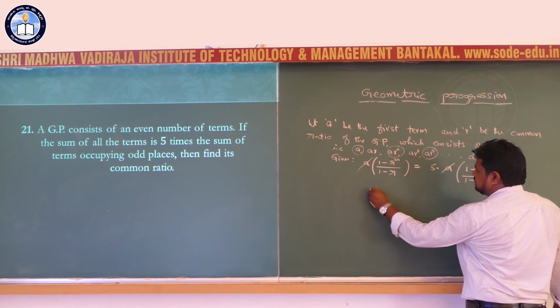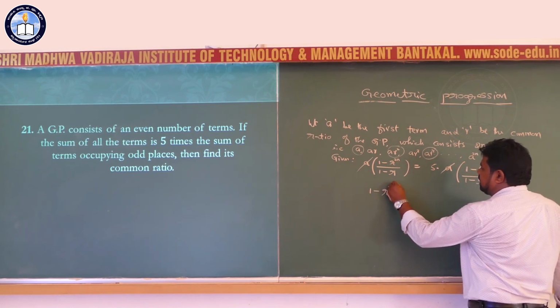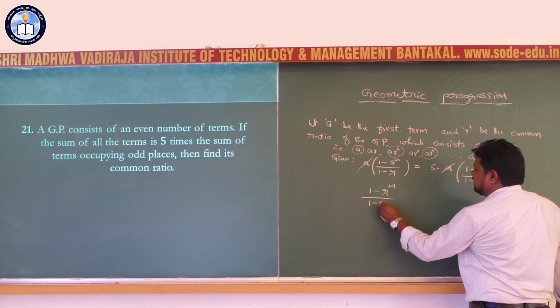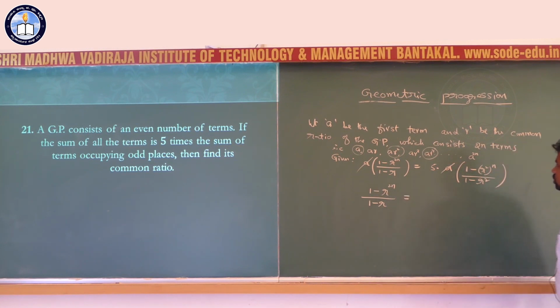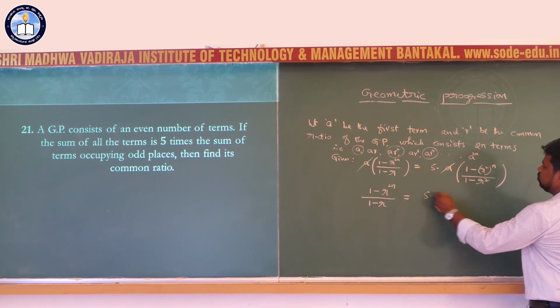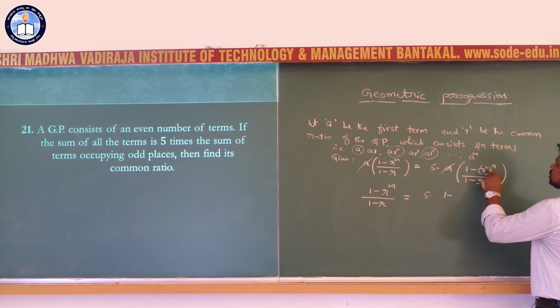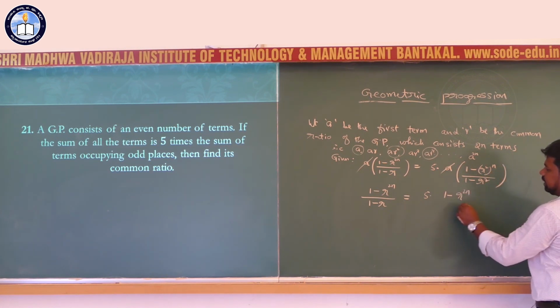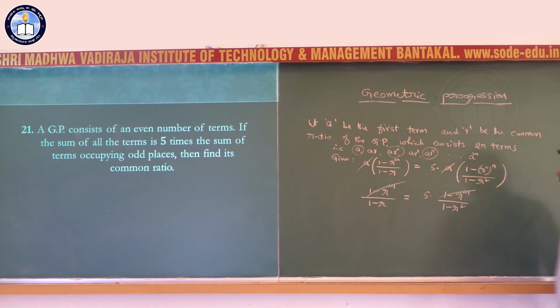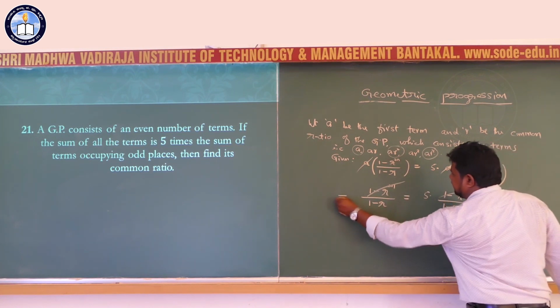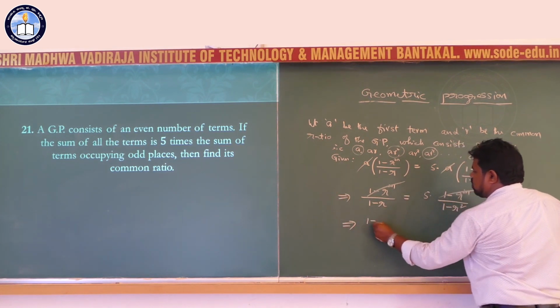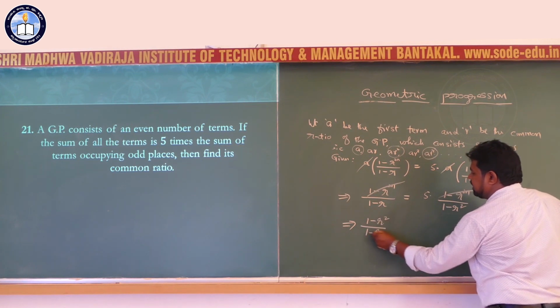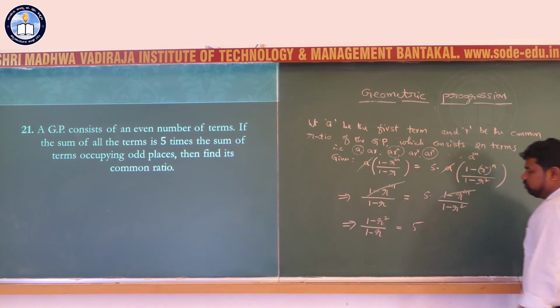1 minus r power 2n divided by 1 minus r equal to 5 into 1 minus r square power n, that is r power 2n divided by 1 minus r square. These two cancel. I take this one to the left hand side. It implies 1 minus r square by 1 minus r equal to 5.